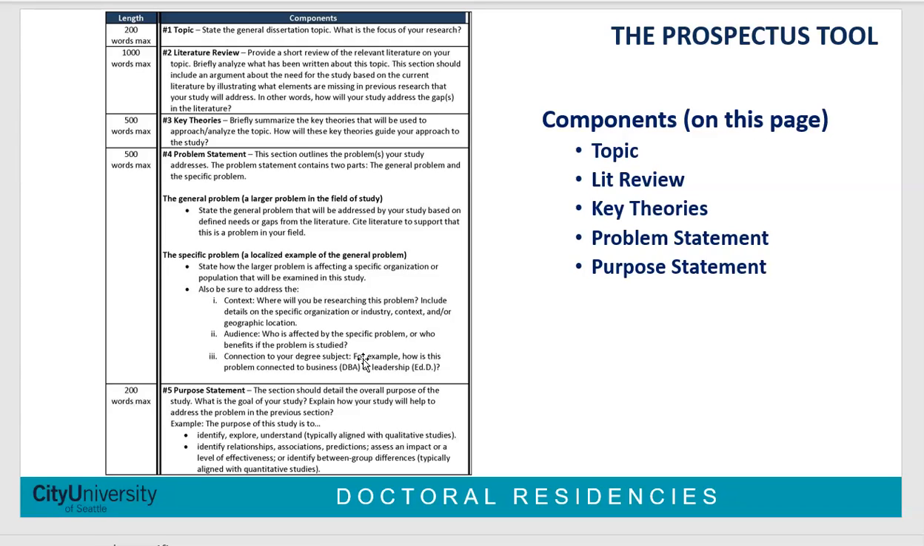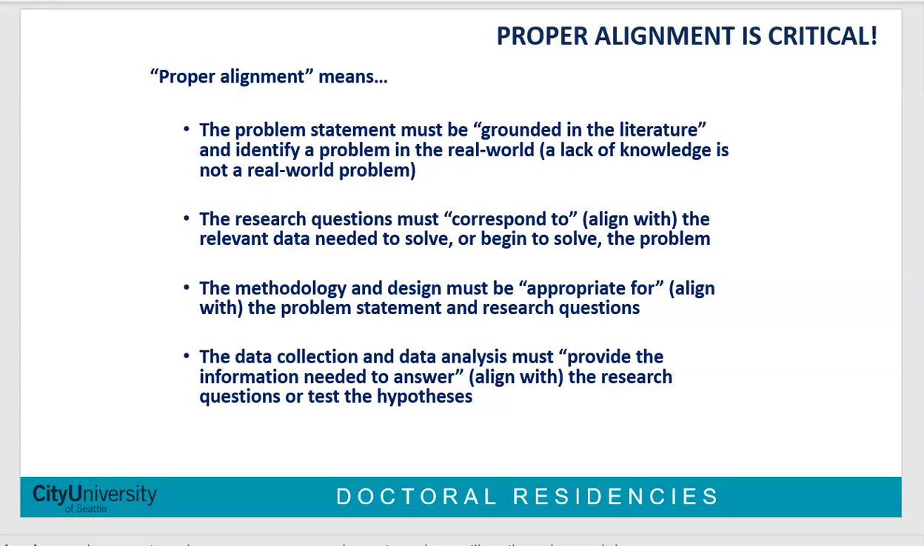How that's done, how you express it, what you write, etc. We'll be going over all that in the residency, but I really want to hone this point of alignment down till you get that. Proper alignment is critical because a problem statement must be what's known as grounded in the literature and identify a problem in the real world. Not knowing something about a solution isn't a real world problem. So it's got to be articulated a little bit more nuanced. What really is the problem? What's the research problem at hand? What's the problem statement and how do you express that?